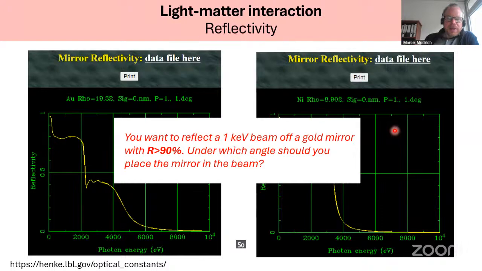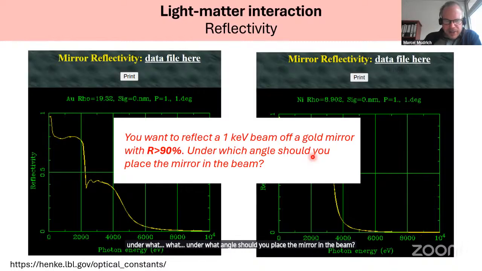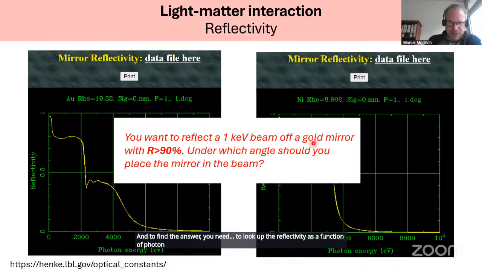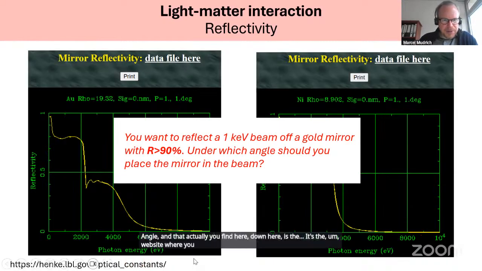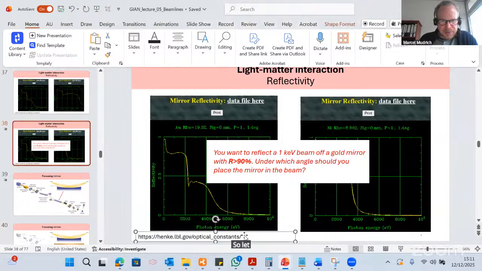So another little exercise. We are working with a 1 keV X-ray beam, and you want to place a gold mirror into the beam such that the reflectivity should be higher than 90%. Under what angle should you place the mirror in the beam? To find the answer, you need to look up the reflectivity as a function of photon energy and as a function of angle. Down here is the website where you can look up all these constants. So let's visit this website.